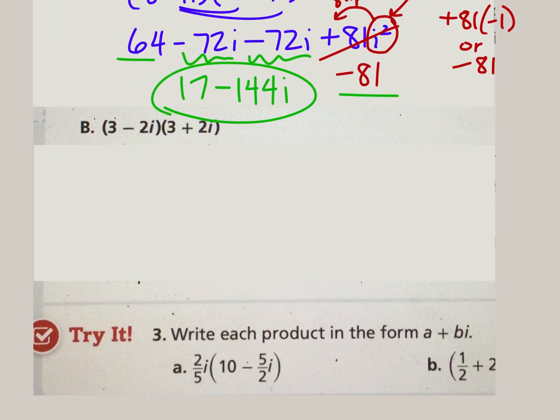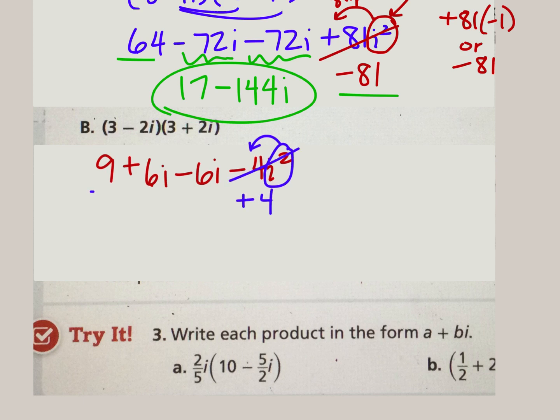On B here, we're going to do the same thing. So 9 plus 6i minus 6i minus 4i squared. So again, this i squared is -1, which is going to flip this to become a plus 4. Combine my real parts, I get 13. Now something interesting happens here. On this one, the imaginary parts in the middle cancel each other out. So the answer to this is just 13.